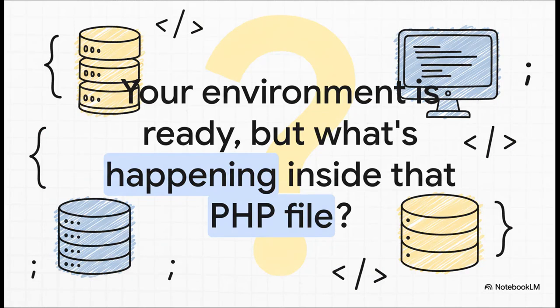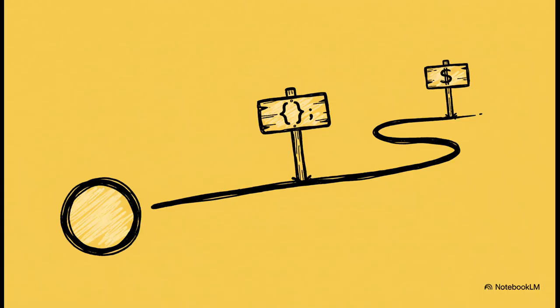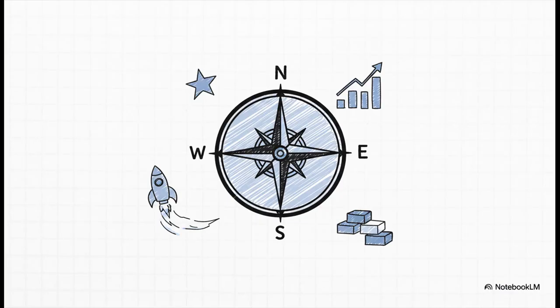So you have your environment all set up, and you've written your first line of code. But what's really happening inside that PHP file? How does the language actually work? That's what we're going to explore next. In the next part of this roadmap, we'll break down the fundamental building blocks, PHP's basic syntax, and how to use variables to start managing data in your applications. Continue to the next step in the PHP roadmap when you're ready.